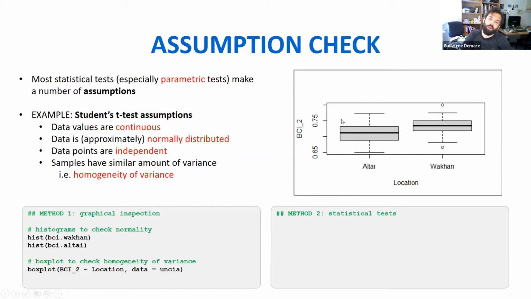Now if we look at the box plots, the first thing we can see is that the median, which is the dark line here, is slightly higher at WCAN. That can tell us a little bit already about what the t-test result might be: we might find a significant difference, maybe with WCAN having a slightly higher BCI than Altai. So that's what the test will be for.